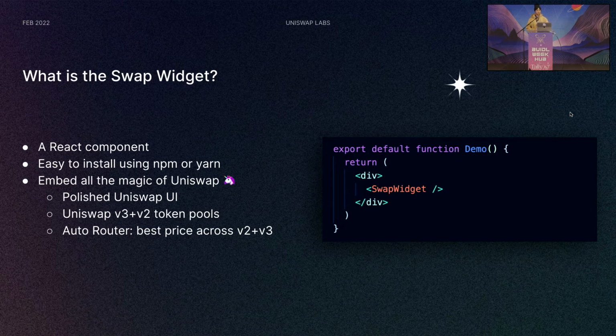So the swap widget itself is actually a React component, so it can be used within any React project that you're working on. You can install it using npm and yarn. And with it, you get a polished Uniswap UI right out of the box. And within that widget, you have access to the Uniswap v2 and v3 token pools. And also within the widget is the auto router routing package that will handle quote fetching for you to make sure that users using the widget are getting good rates when they use it.